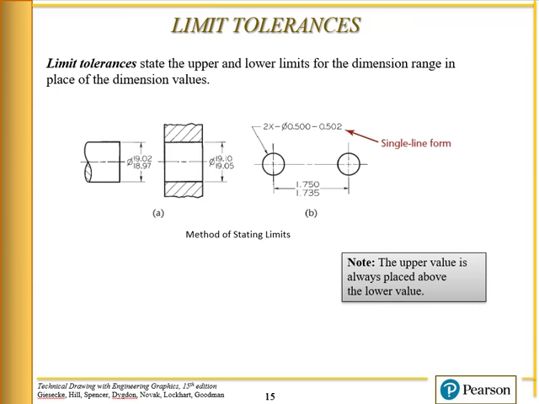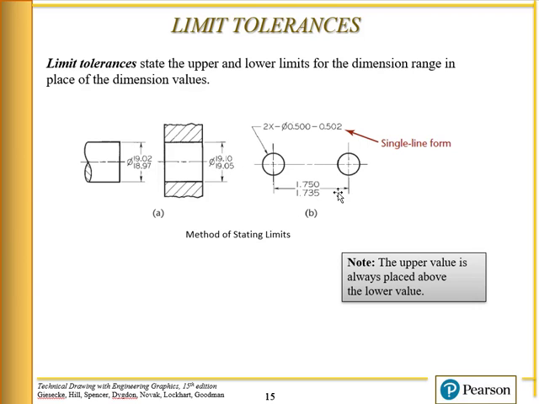Limit tolerances. Limit tolerances state the upper and lower limits of a dimension range in place of the dimension. So what we're saying here is this is a shaft, and the diameter of the shaft can be a maximum of 19.02 millimeters, or it can be a minimum of 18.79. So instead of specifying a nominal and a tolerance, we're specifying the tolerance by using limit dimensions placed on the drawing. And when we do limit dimensions this way, we could either do it in a single line form like this, or we can do them stacked.